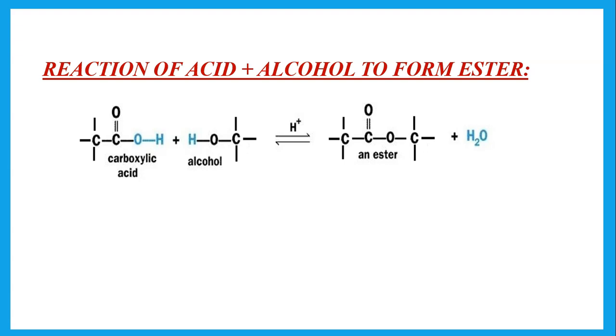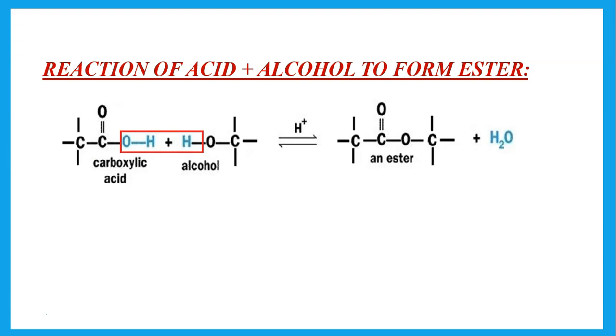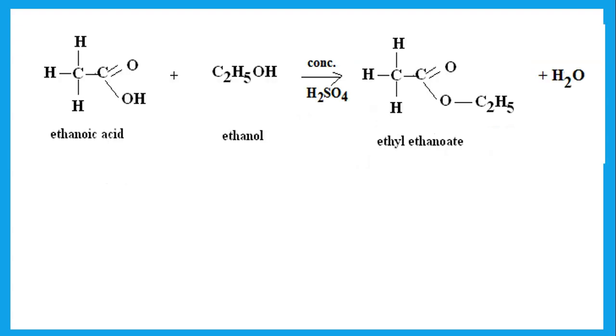You should remember a carboxylic acid with an alcohol gives an ester plus water. This is because we remove the OH from the acid, we remove the H from the alcohol, and join them directly. What is formed is called an ester, and my other product is water because I removed H and OH.